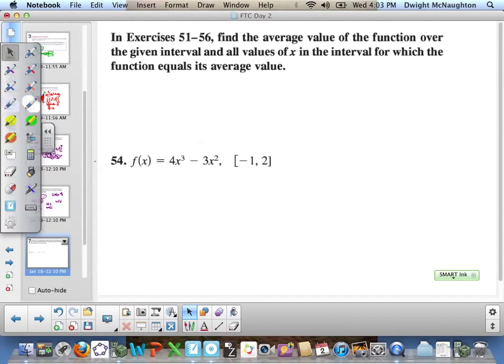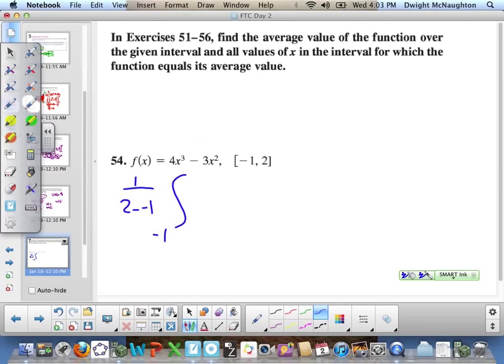Okay, here's another example of the same problem. Set it up the same way. 1 over 2 minus negative 1 times the integral from negative 1 to 2 of 4x to the third minus 3x squared with respect to x.